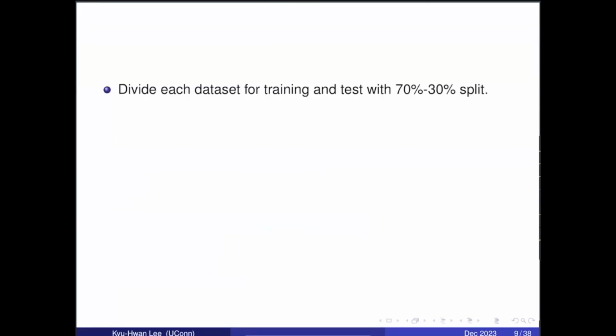Of course, if n is 1 or 2 or 3, it's too small and doesn't make sense. But if n is big enough, then the size of the data set becomes very reasonable. I will show you more details soon. After having the data set, we divide each data set for training and test with a 70% and 30% split. Of course, you can change these percentages.